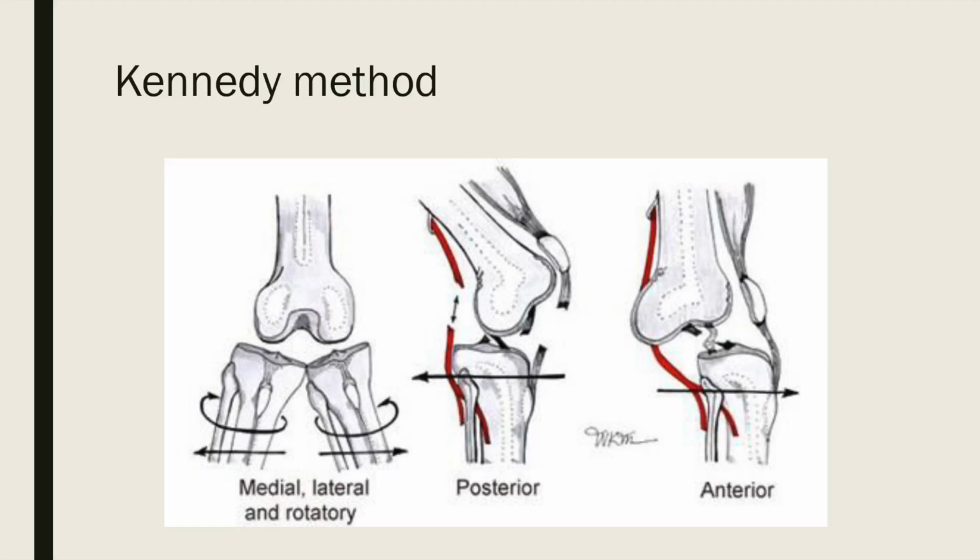So that's the Schenck. The Kennedy method was to look at the direction of the dislocation. You look at where the tibia is going. So if it goes posteriorly, you sometimes can save your anterior cruciate ligament. If it goes anteriorly, sometimes the PCL stays intact. And then you have the medial and lateral and rotatory directions.